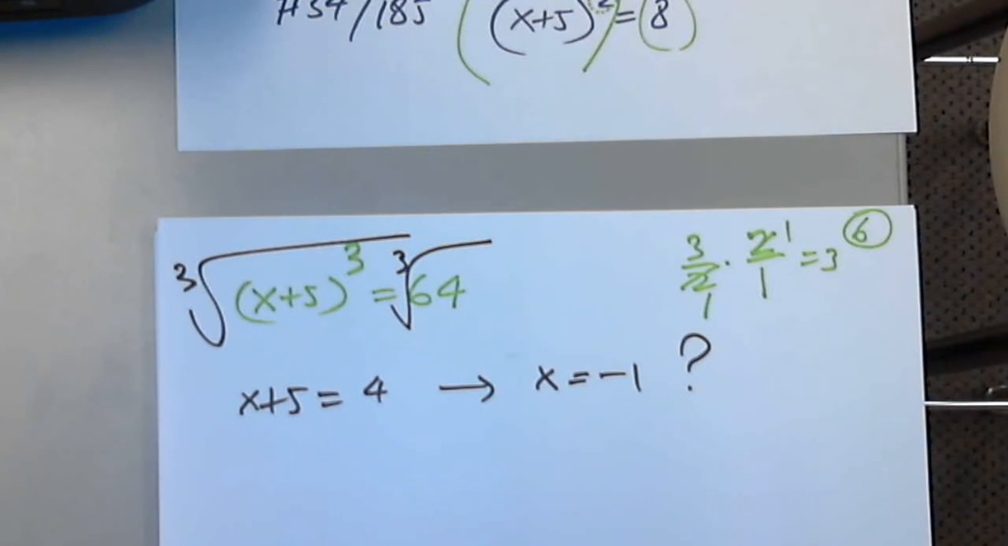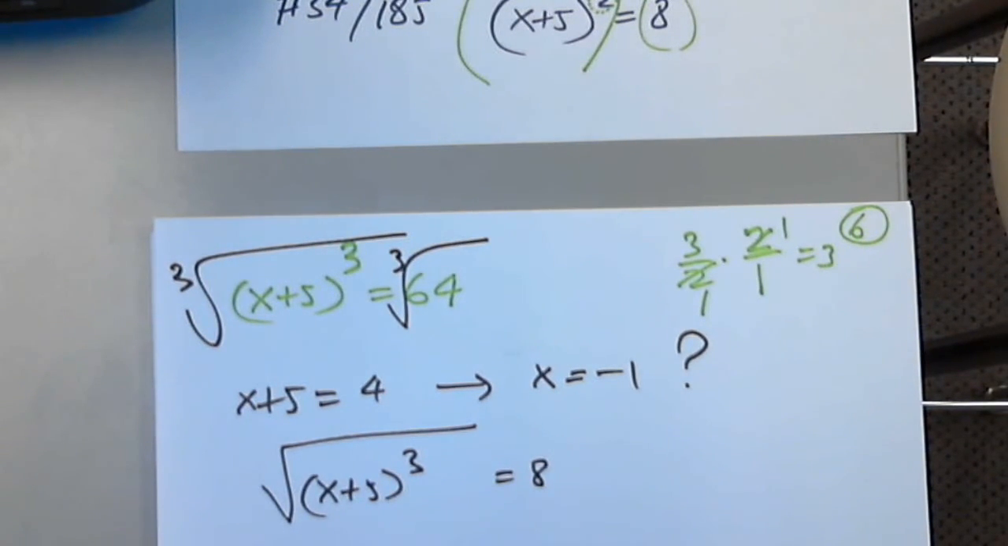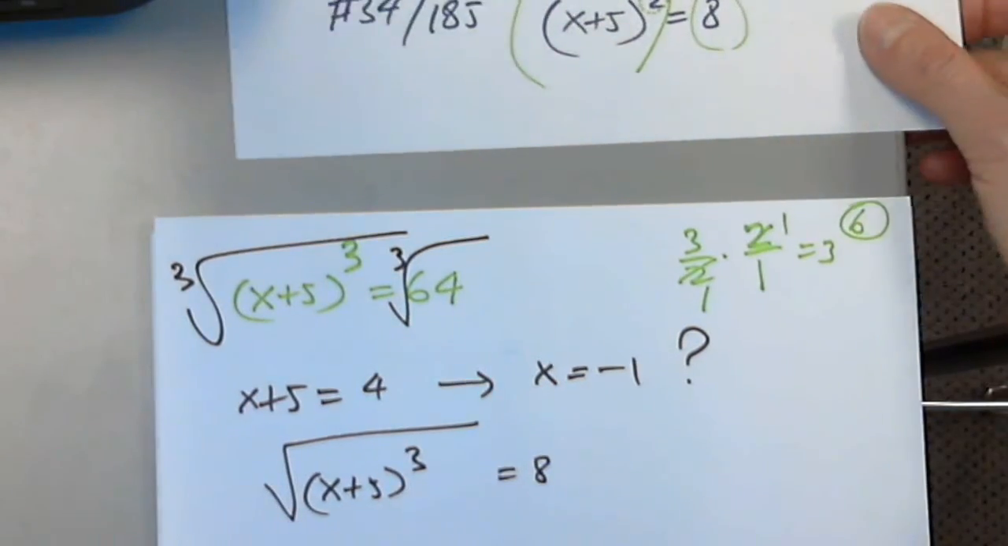Any questions? Yes, please. Would it be improper to write the square root of x plus 5 cubed equals 8? No, it will not be. It's the same thing. So you could write x plus 5 to the third equals 8. That's the same thing. Absolutely. Yes, please, Dimitri.